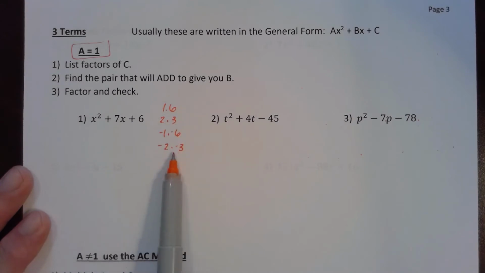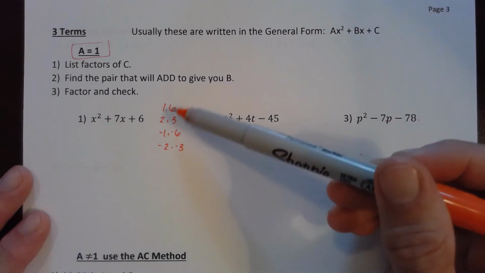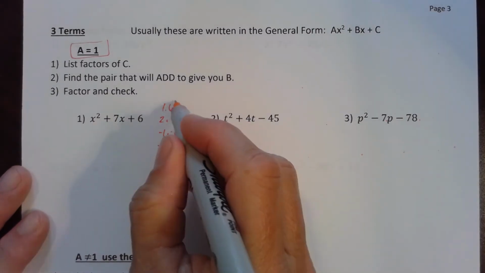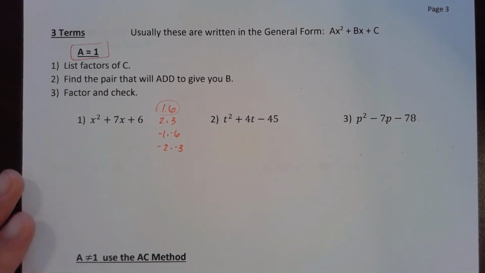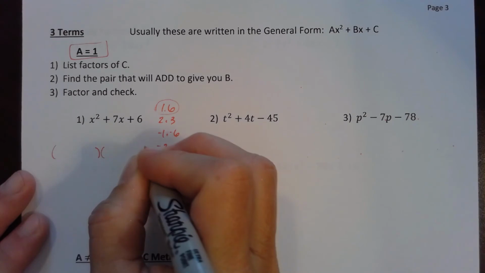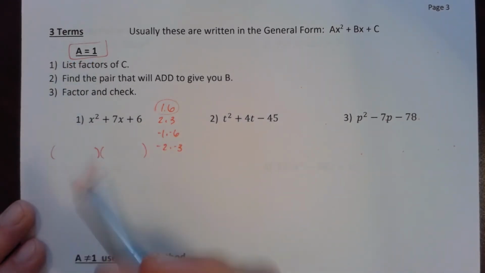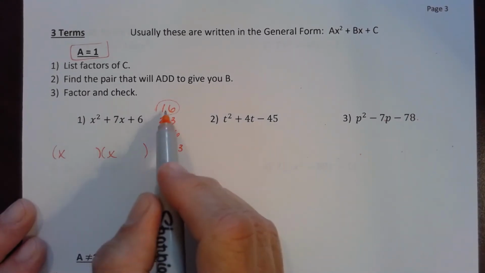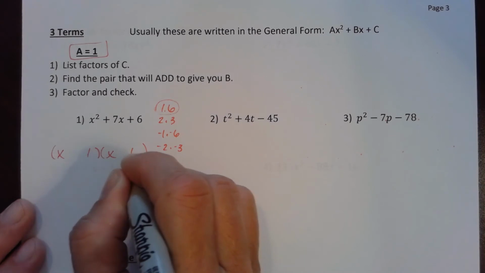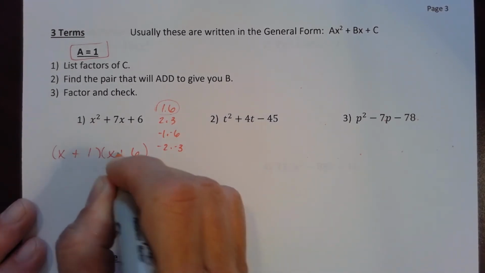After you have your list, find the pair that will add up to give you b. B is 7. So out of all of these, the only ones that add up to 7 are 1 and 6. Since this is an a equals 1 trinomial, we can put in our variable, our numbers 1 and 6. If this is addition, we put the sign in both of them.